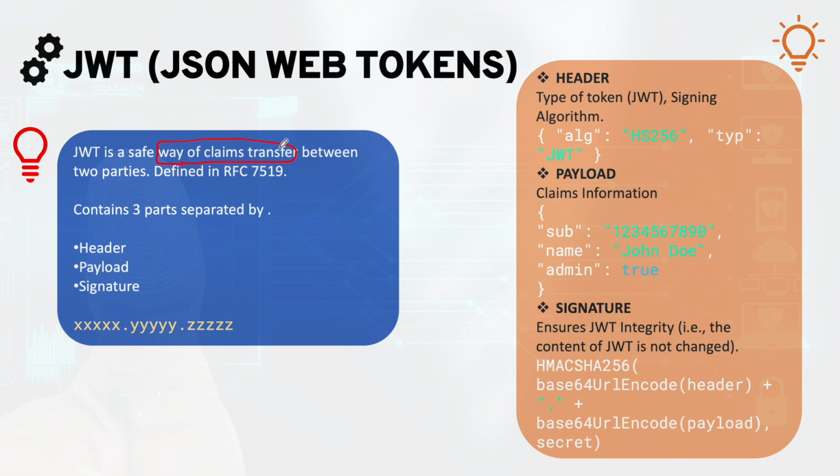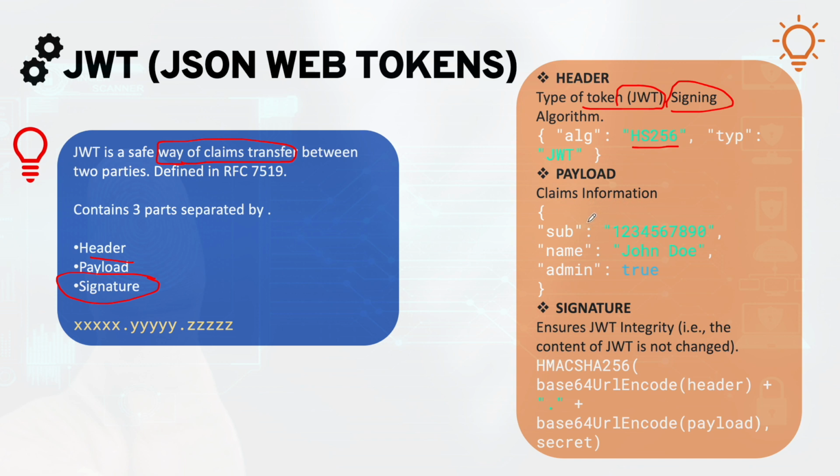If you read the JWT and decipher it, you are sure that it has come from the party and it is safe. Why? Because there is a signature which can verify that it has come from the party from where it is intended to come. It contains three parts: the header, the payload, and the signature. The header is basically the type of token, which is JWT, and the signing algorithm, for example, SHA 256 is what is mentioned here.